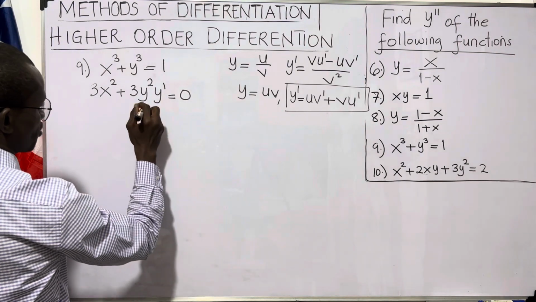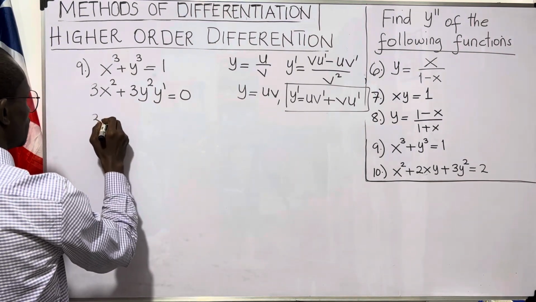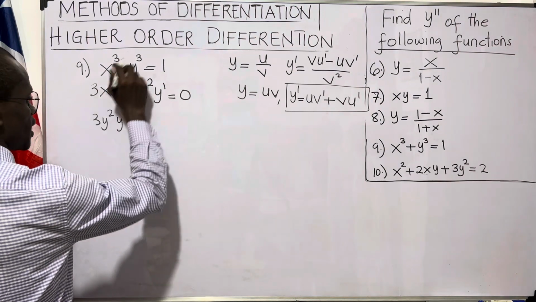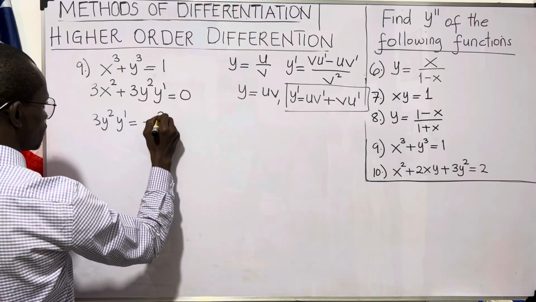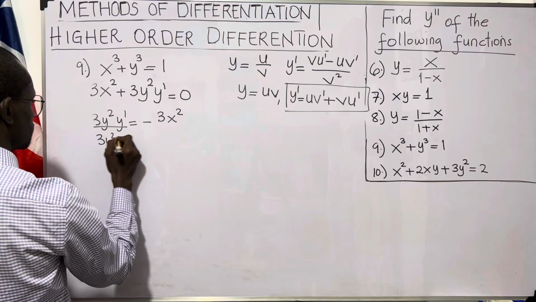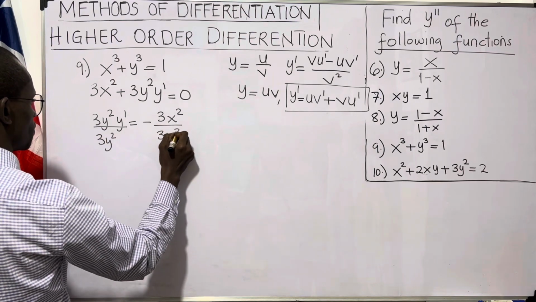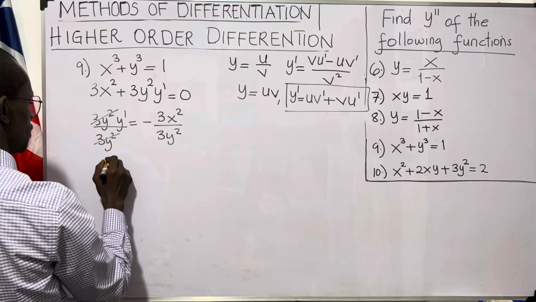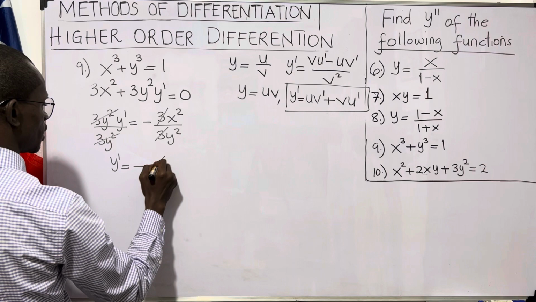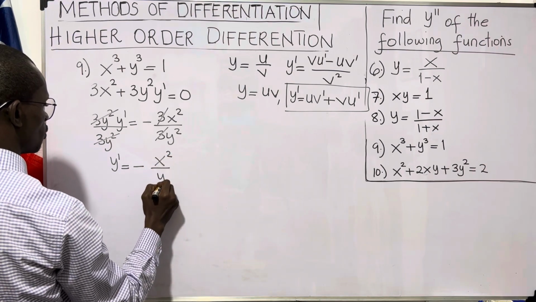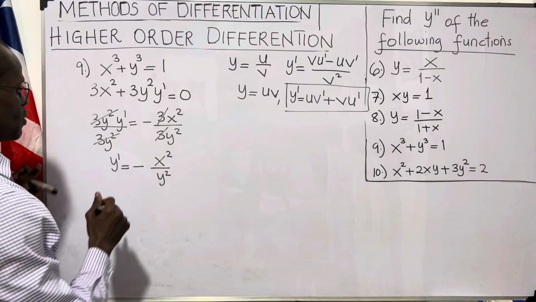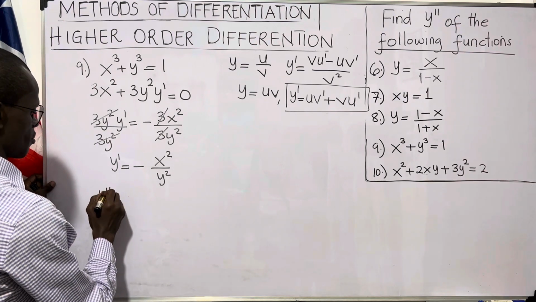We can solve for y prime. So 3y squared y prime equals, we send this 3x squared across, it becomes minus 3x squared. So we can divide both sides by 3y squared and 3y squared. So what do we have? We have y prime to be minus x squared over y squared. So we are not done. We can find the second derivative, y prime prime.